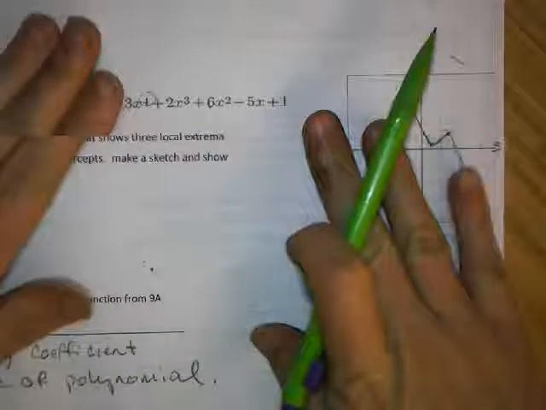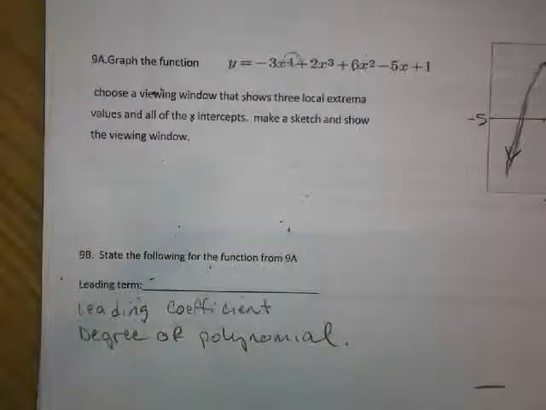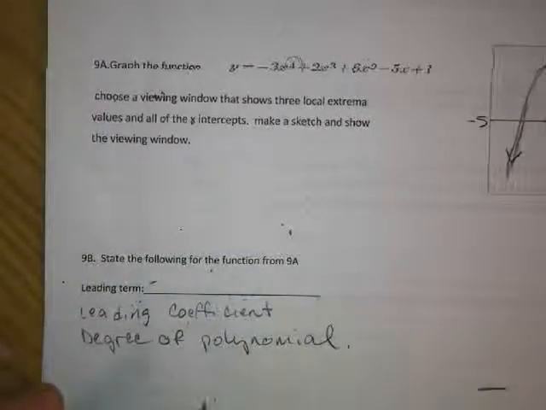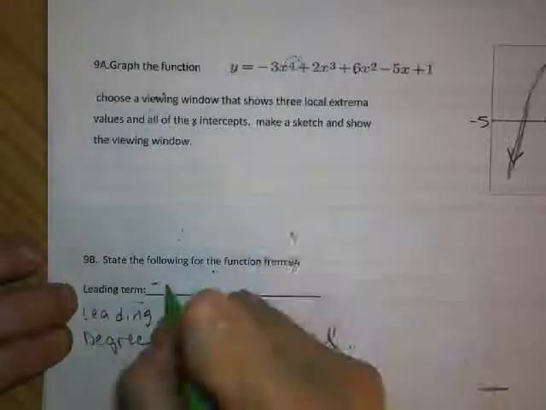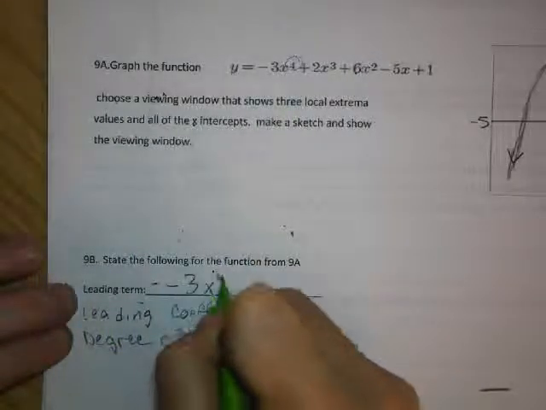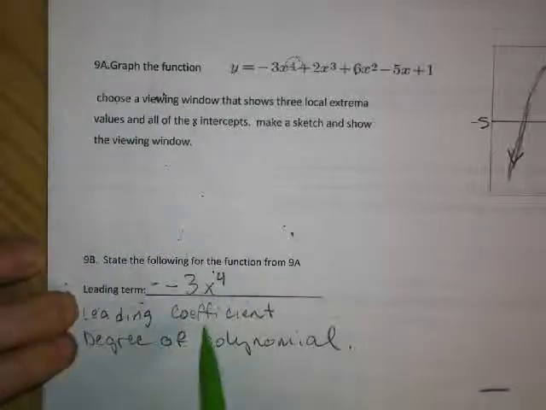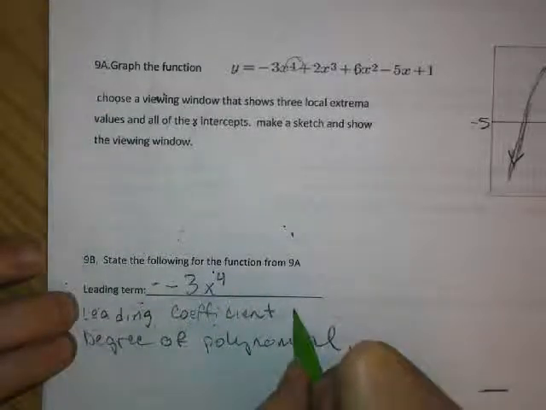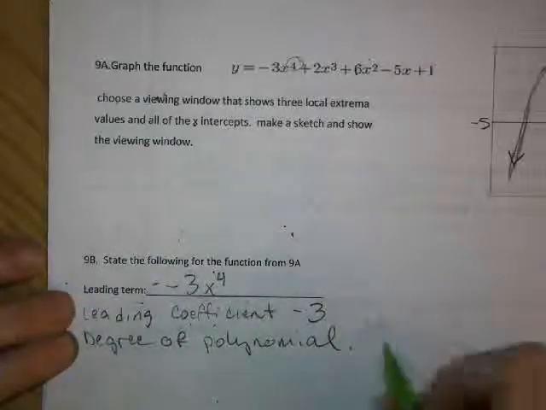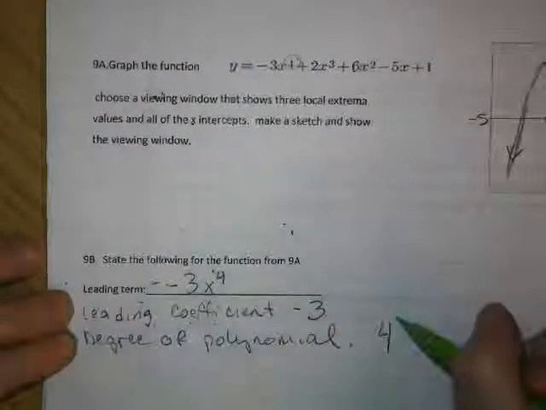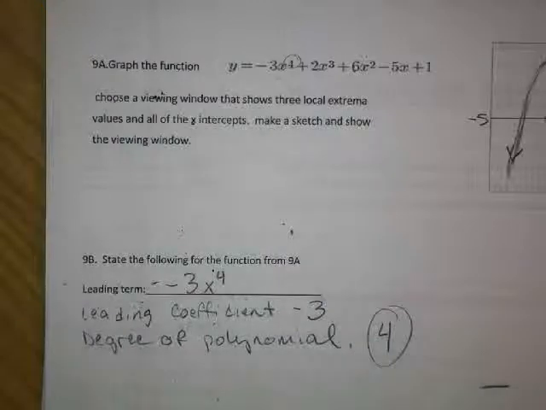And then 9b, state these things, and I forgot to write this down, but we practiced them a lot in class. The leading term up here is negative 3x to the 4th power. The leading coefficient, negative 3, and the degree of the polynomial, the highest exponent there, 4.